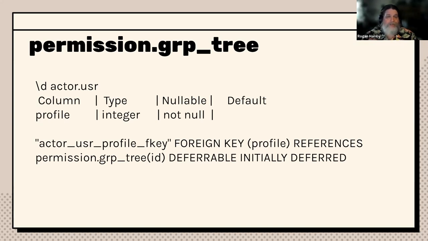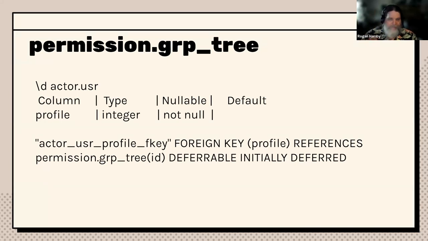Yeah, and these relationships are what joins are all about. Want to know what matches with what. And that's why I'm bringing this screen up. If you look at the actor.user table, you get to see that one of the things that links out of it is its profile. There is a column called profile on actor.user. It is an integer. It cannot be null. Everybody must have a profile group.